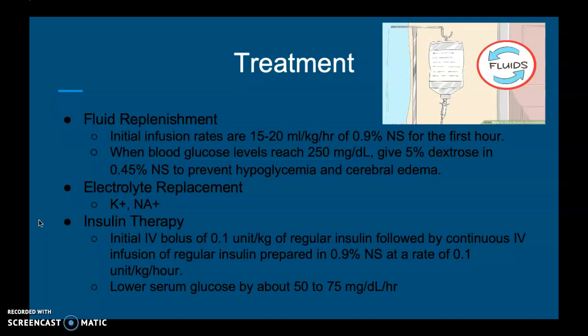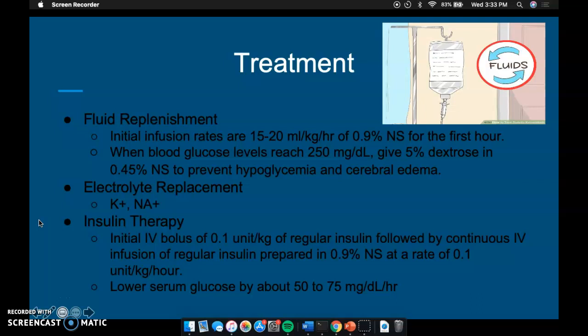Next, we want to focus on electrolyte replacement. This is received to keep the heart muscles and nerve cells functioning normally. It is important to monitor for signs and symptoms of hyperkalemia or hypokalemia, as the therapy may interfere with the potassium channel's natural way of working.